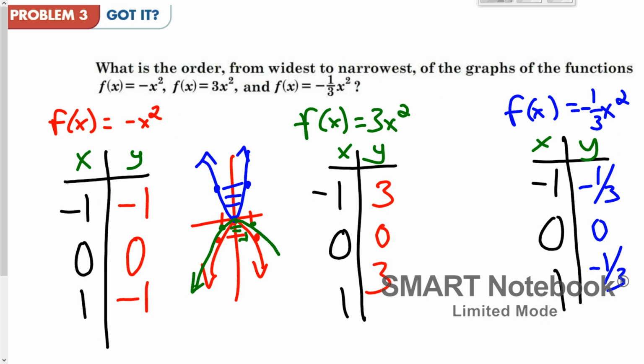How does that compare? Which one's the widest, or widest to narrowest? Put the widest first, and then followed by the less widest. So if you label these 1, 2, 3, how does it go? What's the widest to narrowest? Okay. So 1/3 is the widest, then followed by the negative x squared, and followed by finally the 3x squared.